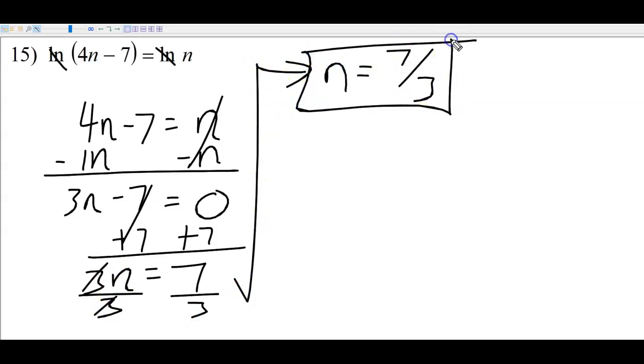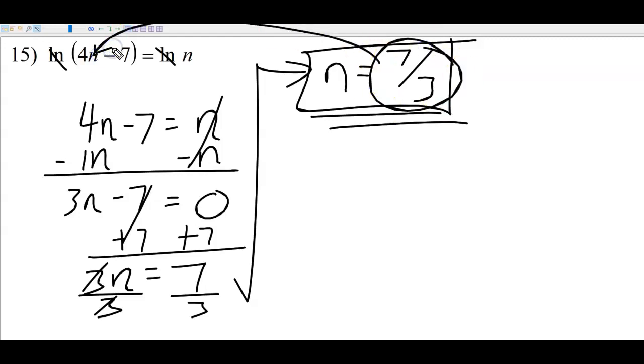Now remember, a little detail that we talked about with the problems that have logs on both sides is you need to make sure that this answer is actually allowed. And you do that by checking the domain. So basically, if we take this number and plug it in, we should not end up with anything less than or equal to 0. Now, if I plug it into this log, it's fine. 7/3 is good. But what happens if I multiply it by 4 and then subtract 7?